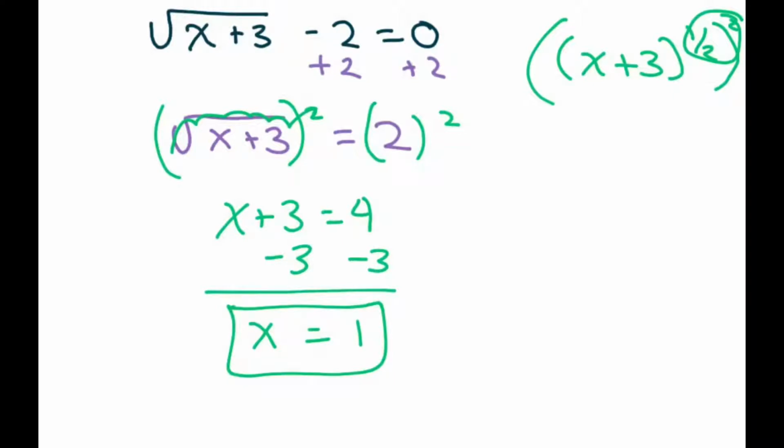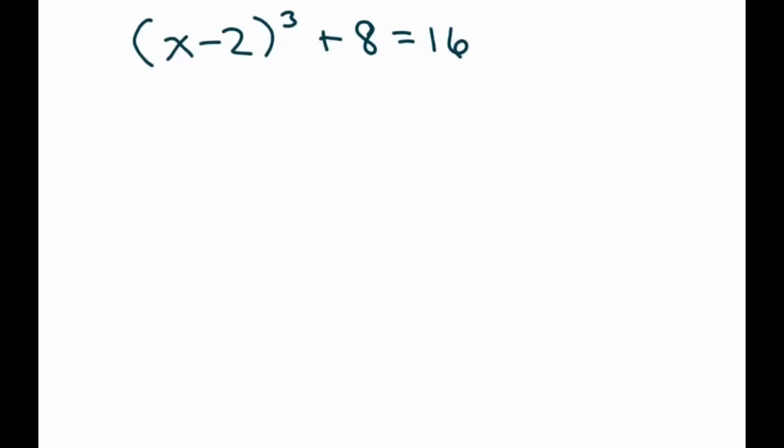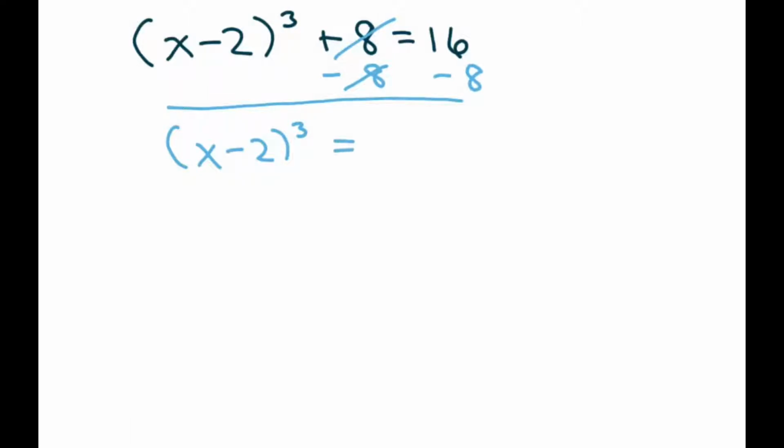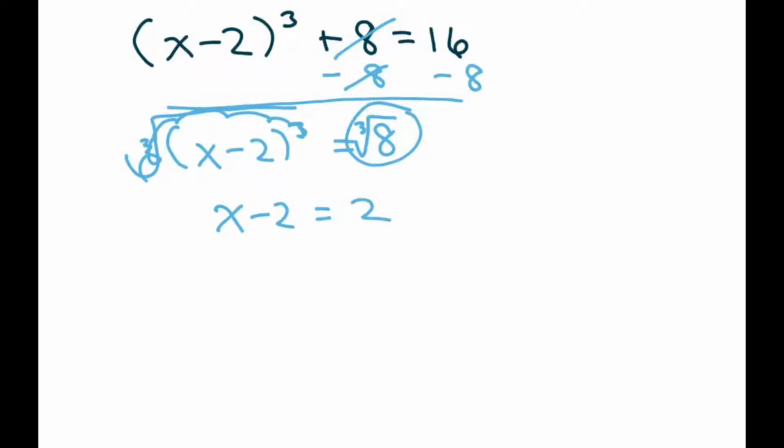Okay, and the next one is this one, the same steps. First, subtract 8 from both sides so we can simplify it. So we're going to get x minus 2 cubed, that equals 0, so we get 8 here. Now we're going to cube root both sides. So this goes away here, and we just have x minus 2 equals the cube root of 8 is 2.